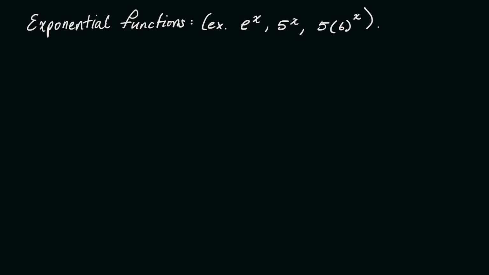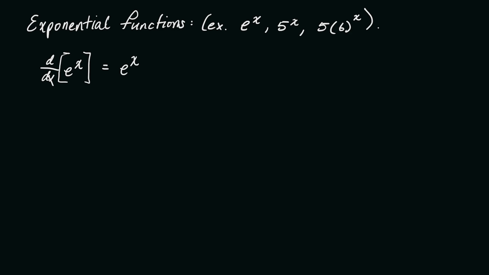Now, you might ask, what is the derivative of e to the x? The derivative of e to the x is just e to the x. And then now, since you know what the derivative of e to the x is, do not get it mixed up with any other value that we have here. So the derivative of 5 to the x would be different from e to the x.